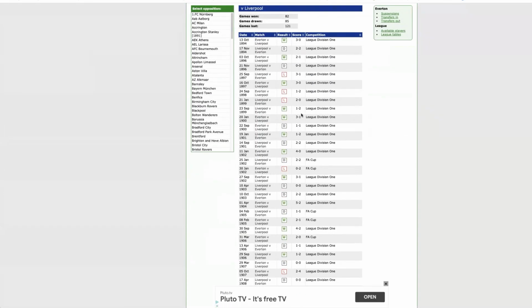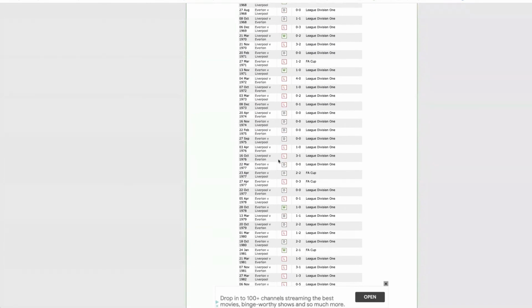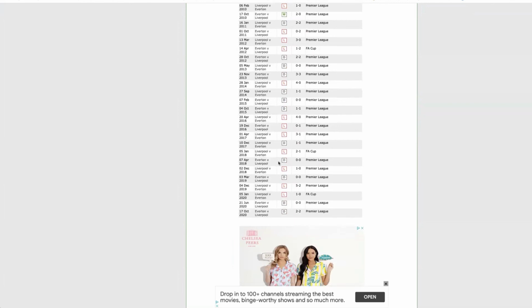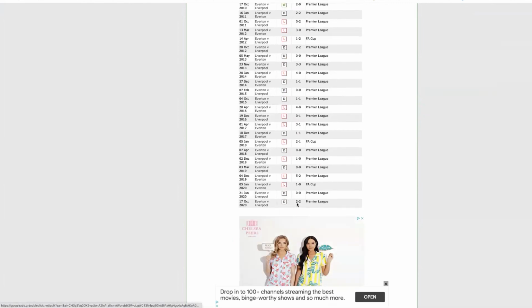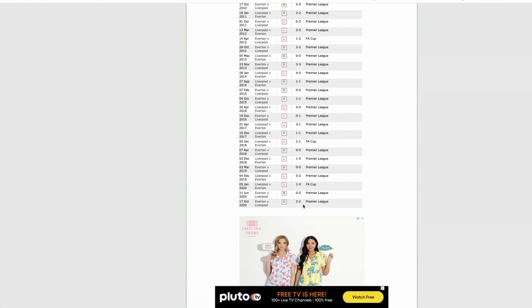You can see them all here. So if we scroll right down to the bottom here and we get the recent games, so you've got 2-2 Premier League, 0-0 Premier League. Forget the FA Cup and then forget Liverpool's home games, 0-0. So you've got 2-2, 0-0, 0-0. Before that, 0-0. And then before that was 0-1. Before that was 1-1. Before that was 0-0.